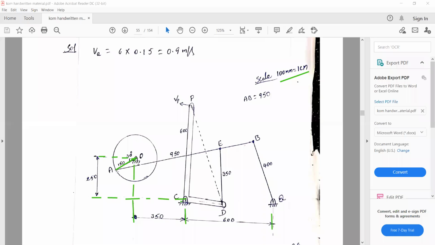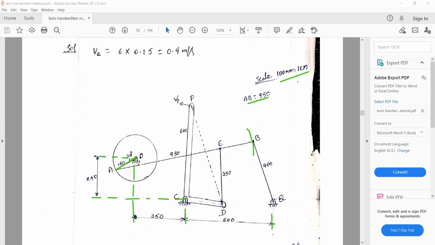Now take the compass, arrange the distance of 9.5 centimeter, and cut the arc. Cut the arc now.